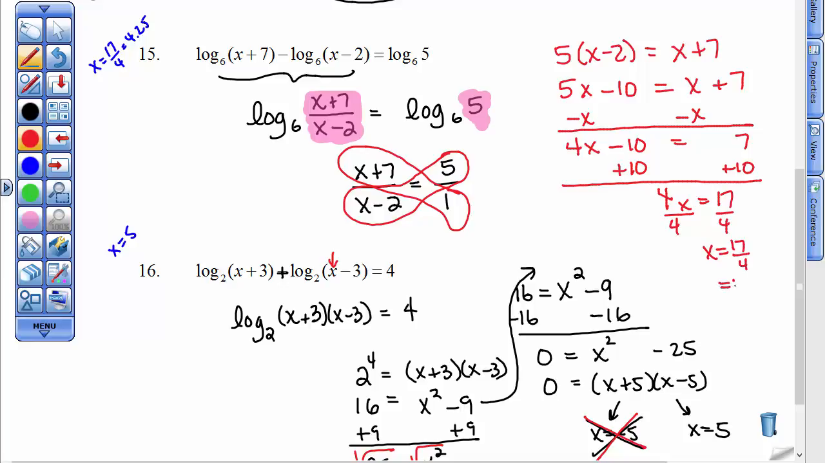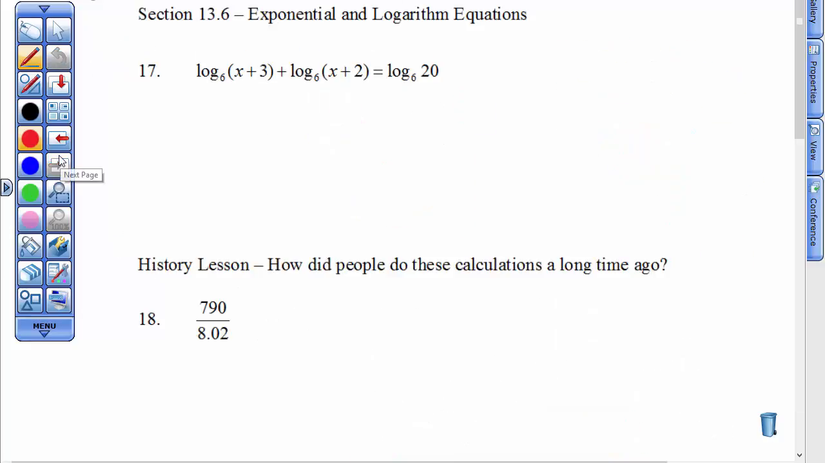and get our solution of 17 over 4, or 4 1/4. Again, take your calculator and use the change of base theorem because of this base 6, and put the 4 1/4 in for x for each of these, and check to see that it works. Let's do one more, and then we'll do the history lesson in the last video. So let's go ahead and take a look at this one.